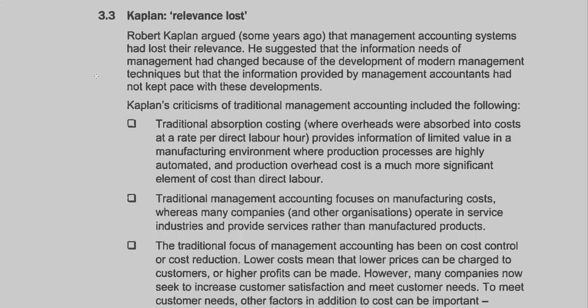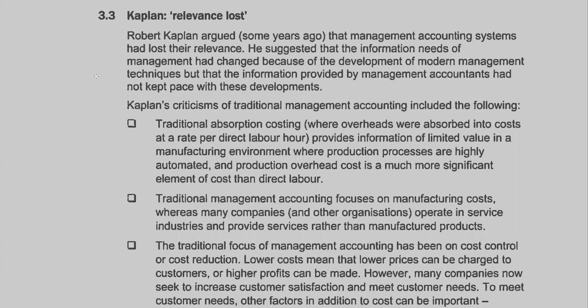Now we look at Kaplan on relevance lost. Robert Kaplan argued some years ago that management accounting systems had lost their relevance. Why? What did he say? He suggested that the information needs of management had changed because of the development of modern management techniques, but that the information provided by management accountants had not kept pace with these developments. Kaplan's criticisms of traditional management accounting included the following.